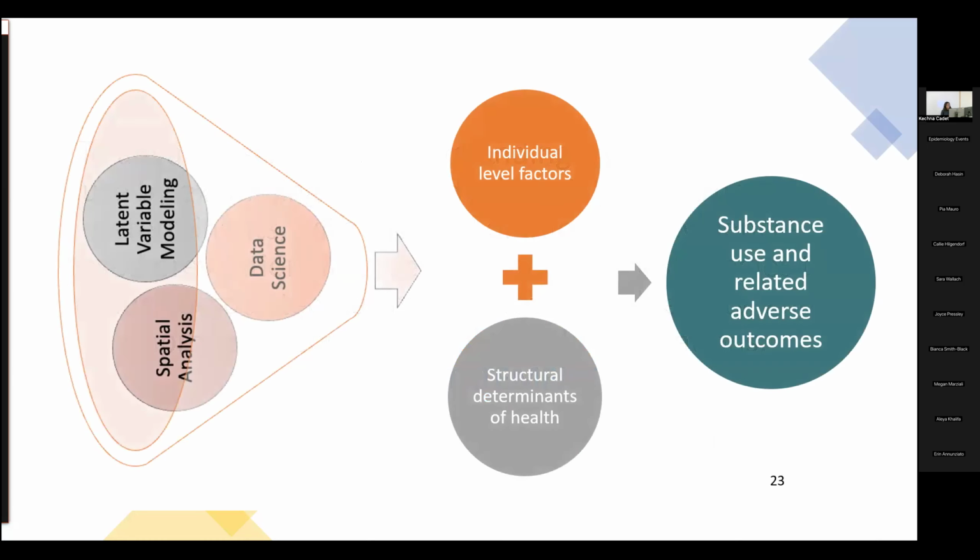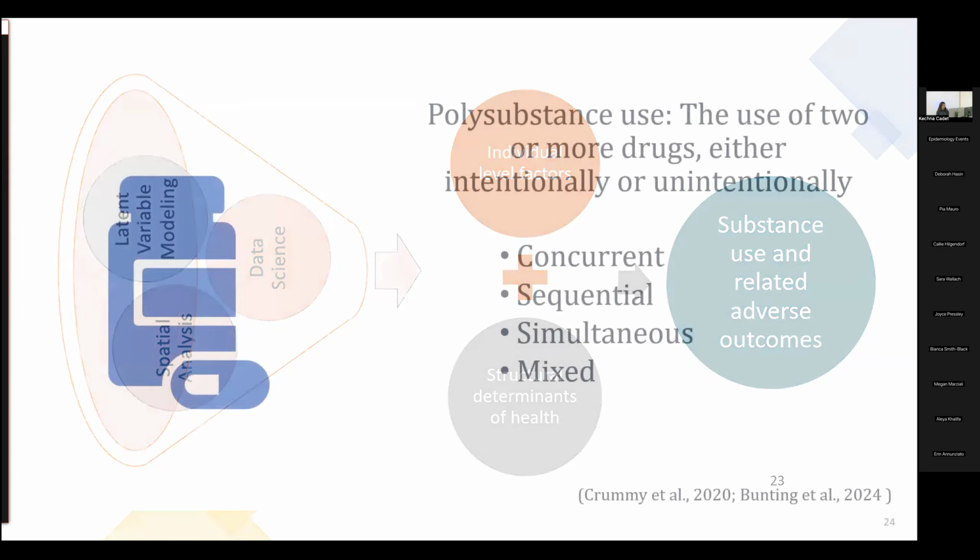And so this is just a visual depiction of what I just said, right? A lot of my work focuses on examining individual and structural determinants of polysubstance use across varying marginalized populations. I leverage latent variable modeling in a lot of my work, and more recently, data science and spatial analyses as well, to see how these individual and structural determinants relate to adverse outcomes such as HIV, HCV, and non-fatal overdose, as well as drug poisonings, so fatal overdoses as well.